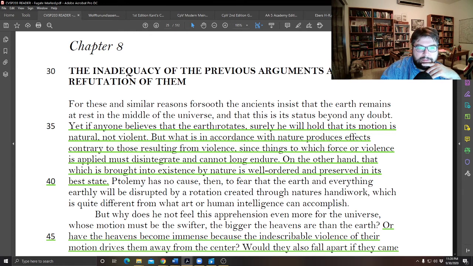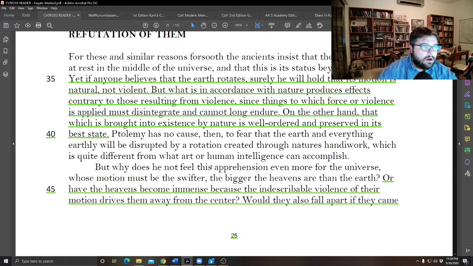Yet if anyone believes that the earth rotates, surely he will hold that its motion is natural, not violent. But what is in accordance with nature produces effects contrary to those resulting from violence, since things to which force or violence is applied must disintegrate and cannot long endure. On the other hand, that which is brought into existence by nature is well ordered and preserved in its best state. So all he's saying here is, I disagree with you, Aristotle and Ptolemy.